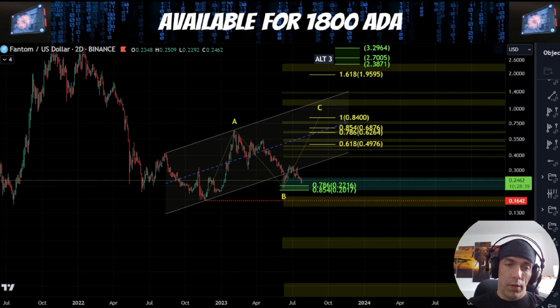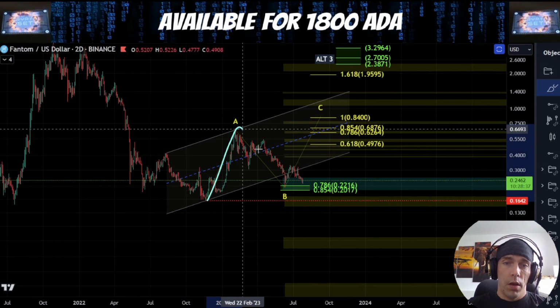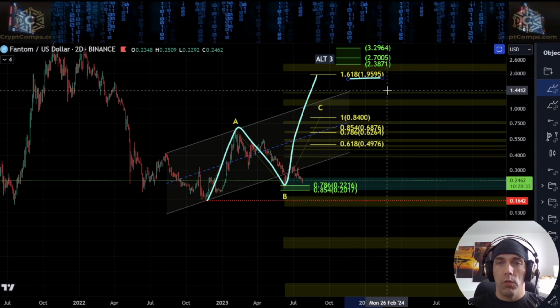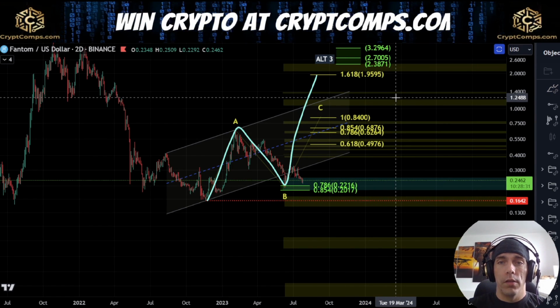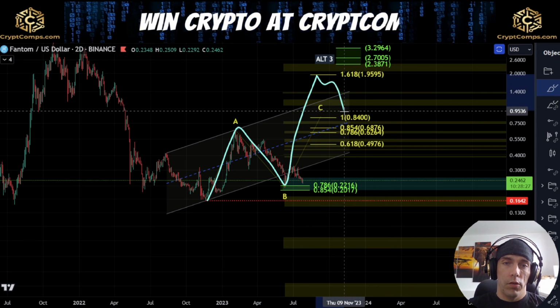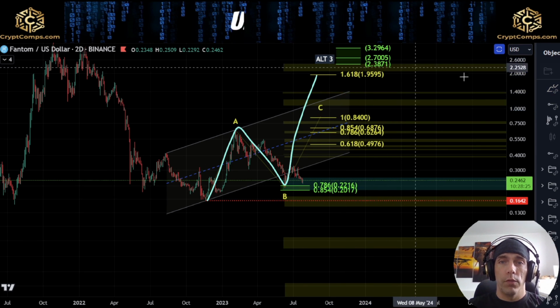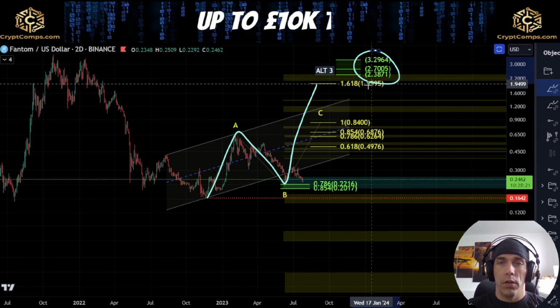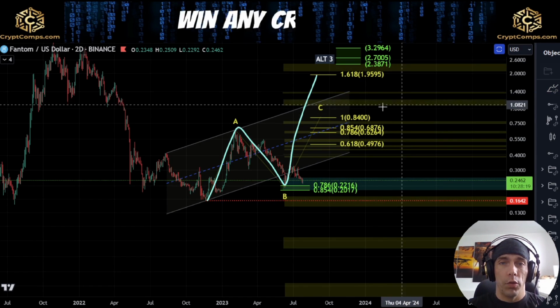Now, if we do see this as looking to trend to the upside, what we'd want to see here is actually a move up towards this 1618, which would be here, this $1.95. If we do see a move up into the zone, what we could then get is an additional fourth wave and a fifth wave to the upside, which could look to push us up towards this $3.29 to this $2.38 as a possible target area.